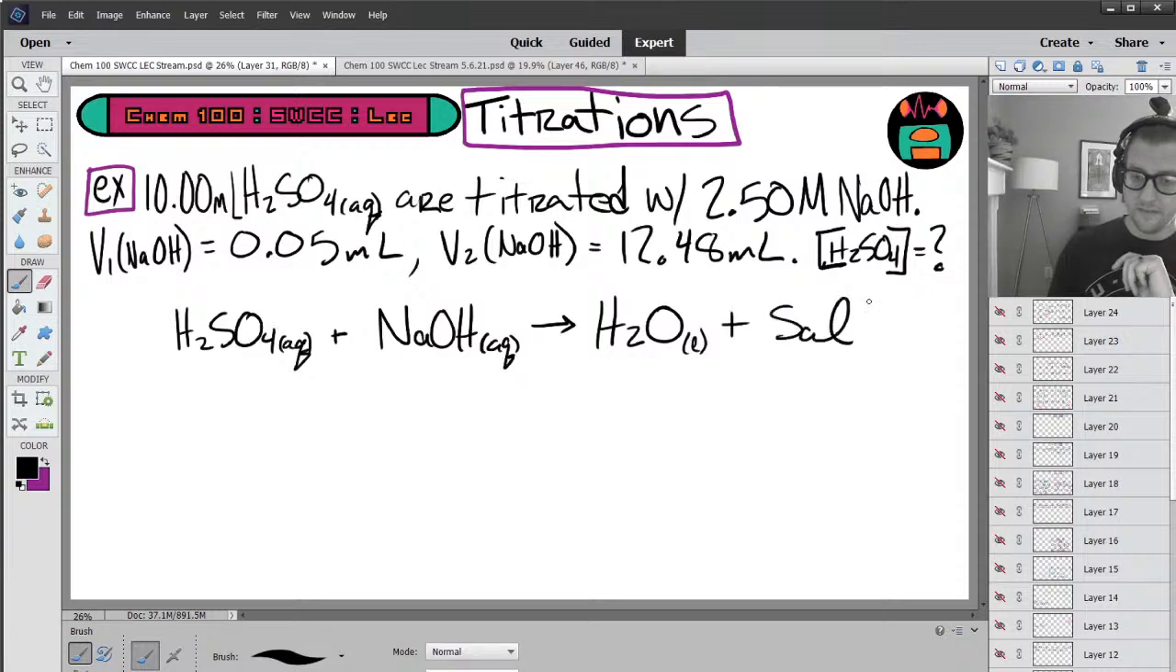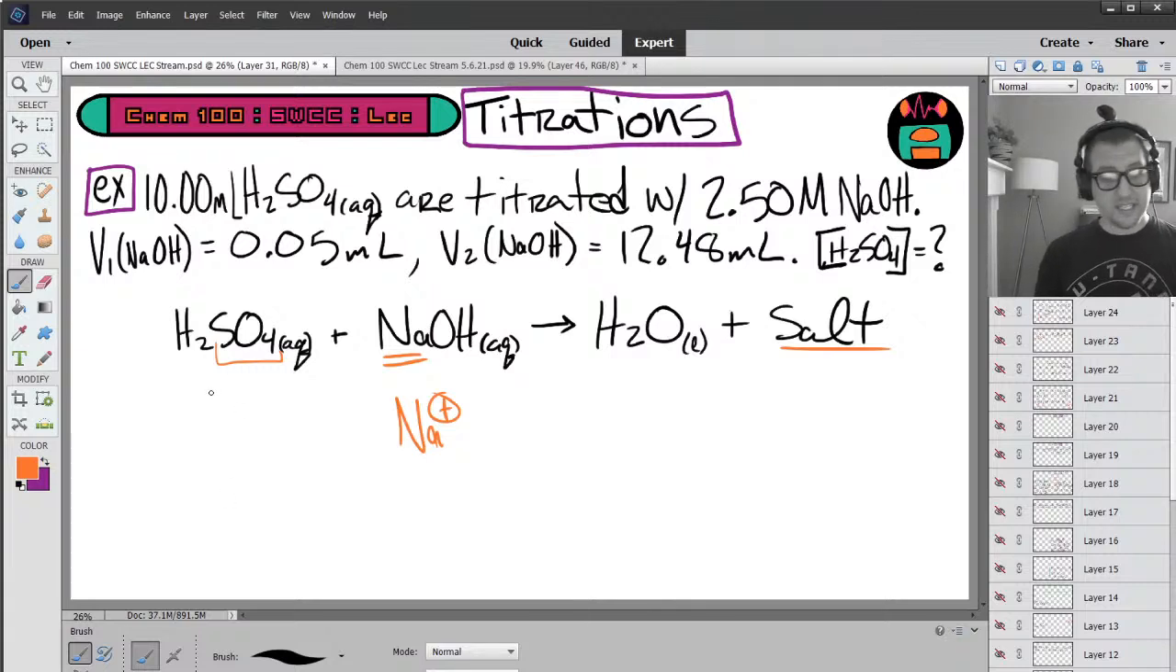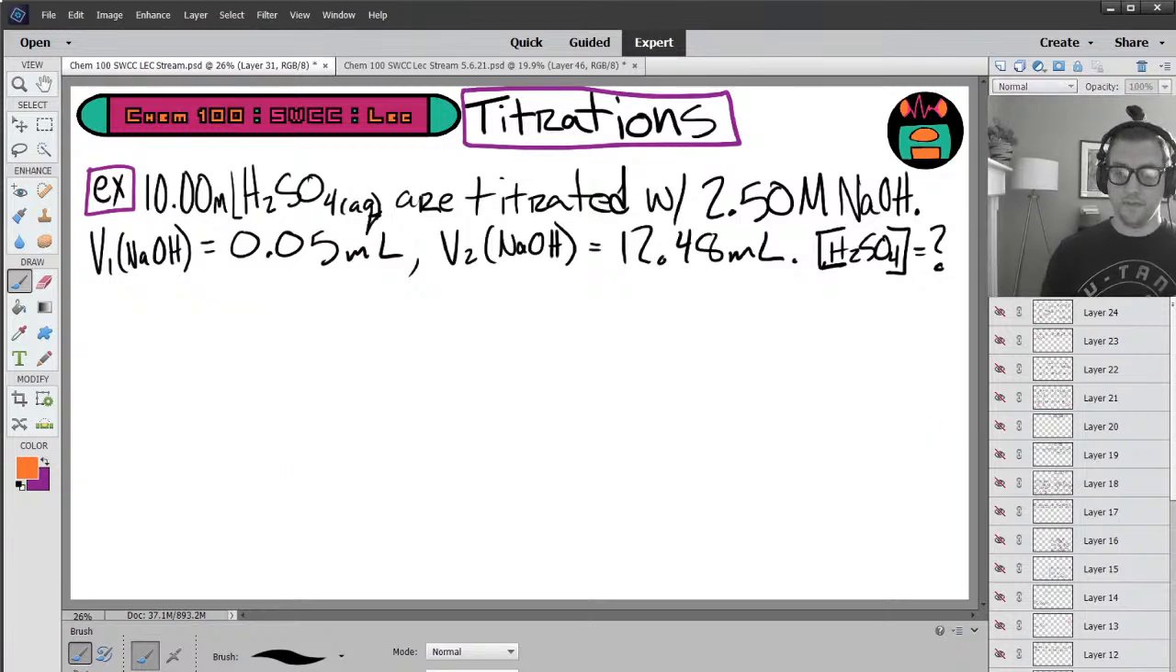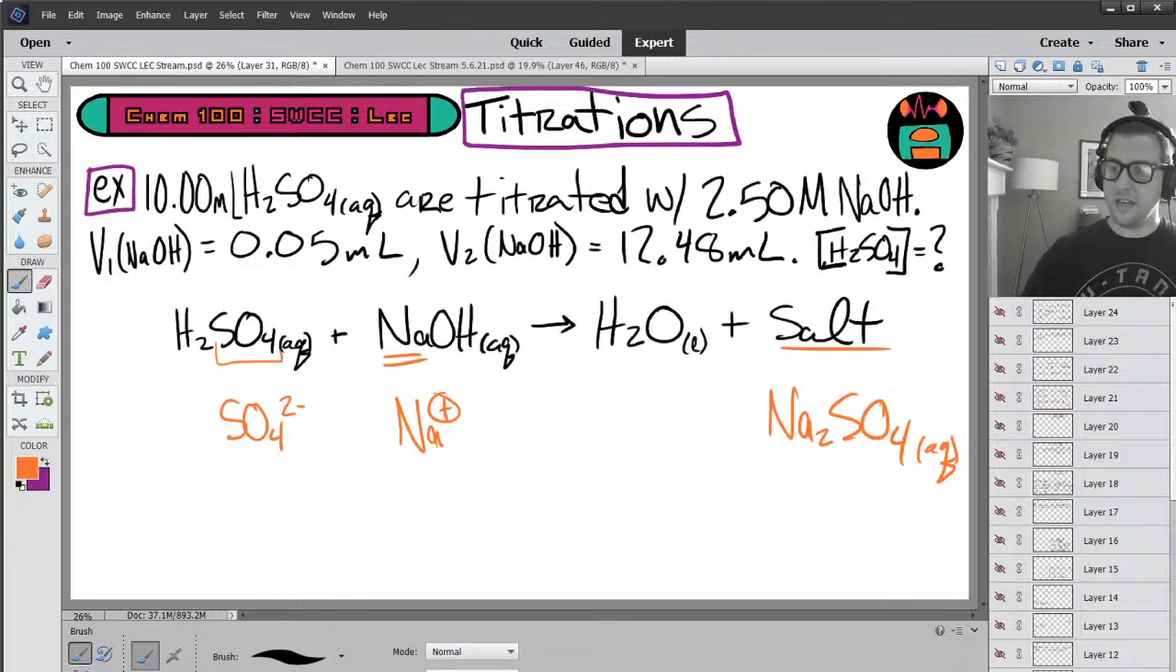takes a little bit of digging. The salt is made up of the metal from the metal hydroxide, so that's sodium, and the leftover piece, the conjugate base of the acid, right? So this is sulfate, which means our salt is going to be Na2SO4, and it's aqueous because anything paired with sodium is soluble. Oh, I did not mean to do that all in the same layer.